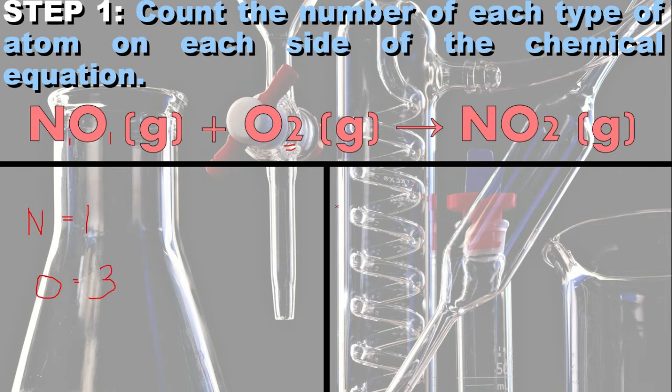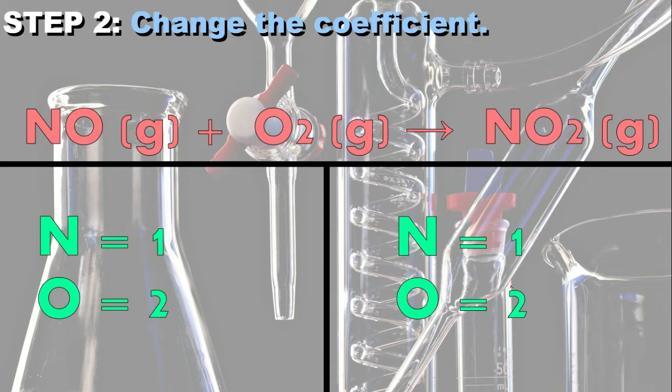Now let's go to the product side. In the product, you have 1 nitrogen plus 2 oxygen. Now we're going to change the coefficient. The coefficients are the numbers found before the chemical symbol. You can find the coefficients here. The numbers after the chemical symbols are called the subscripts. If a chemical formula doesn't have a subscript, automatically it has a subscript of 1. But again, we don't write the number 1.